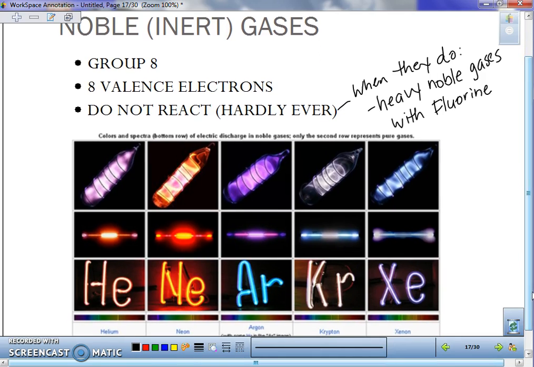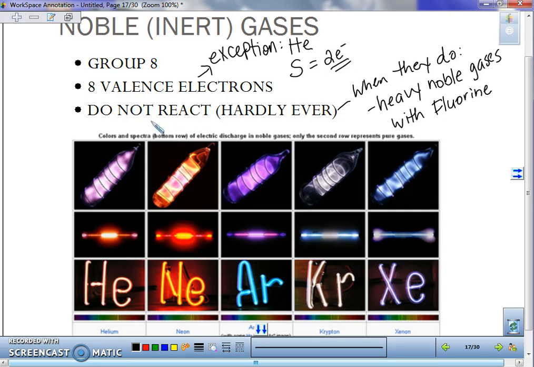The noble or inert gases are found in group 8, and these are going to have 8 valence electrons. There is an exception. The exception is helium. And why do you think helium would be the exception? Well, remember, helium is found in the first energy level, and the first energy level is limited to s orbitals, and s orbitals can only hold a maximum of 2 electrons. So helium has a full valence shell with 2 electrons. So again, the noble gases typically have 8 valence electrons with the exception of helium, and it only has 2.